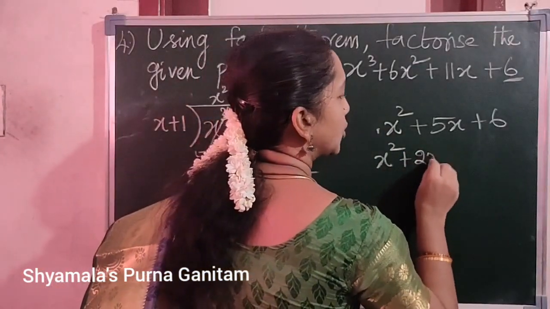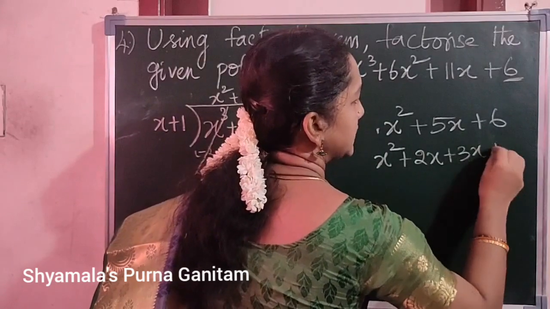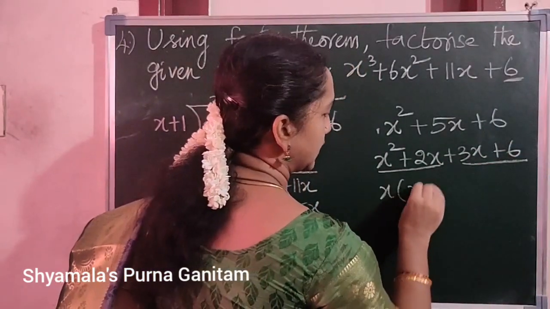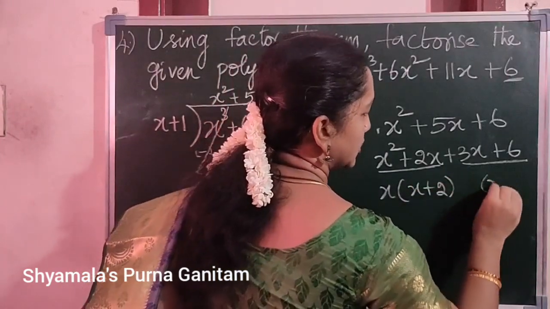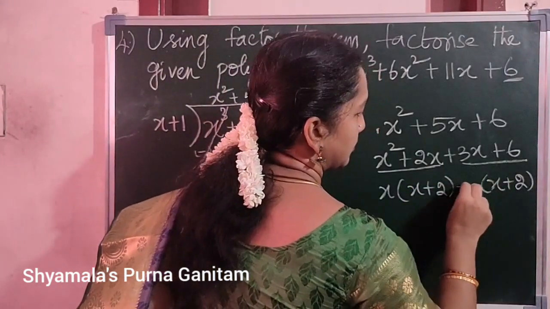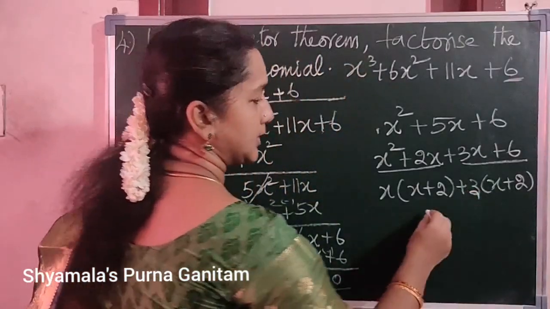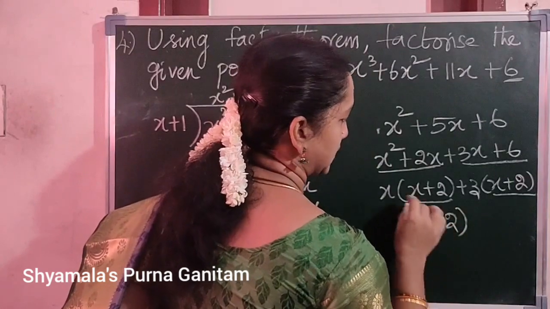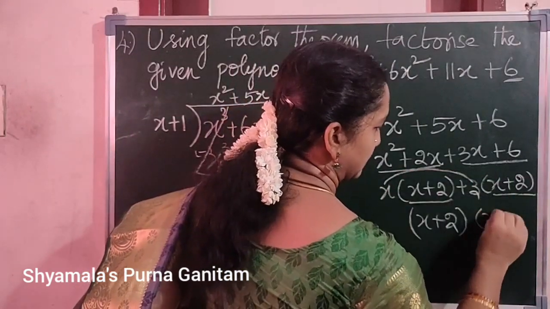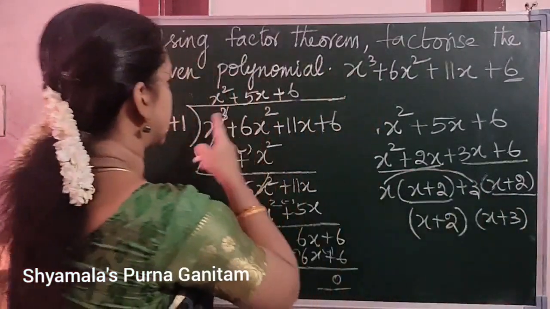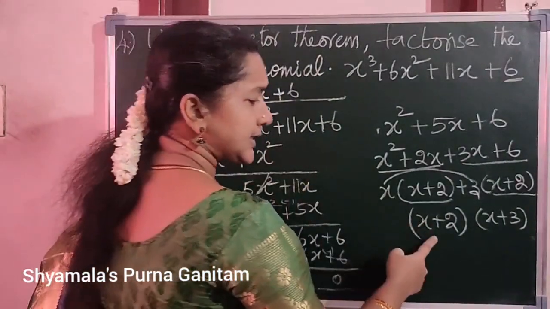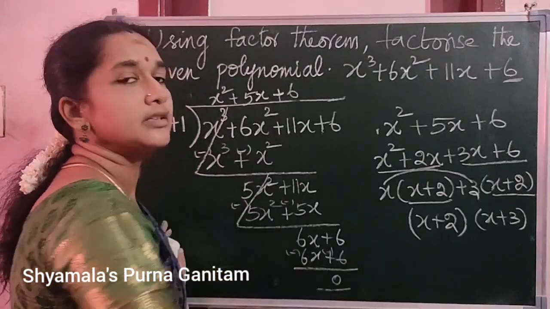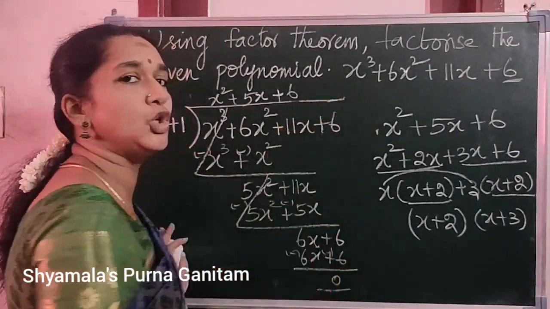So here x squared plus 2x plus 3x plus 6. So these 2 terms and these 2 terms I am taking. So x into x plus 2. Here also x plus 2 is there. So plus 3 I will take out. So x plus 2 is common. So one factor is x plus 2. The other factor is x plus 3. So what are the three factors? One is x plus 1. Second one is x plus 2. Third one is x plus 3. So these are the three factors for the given cubic polynomial.